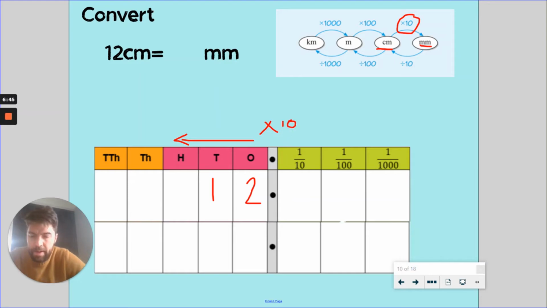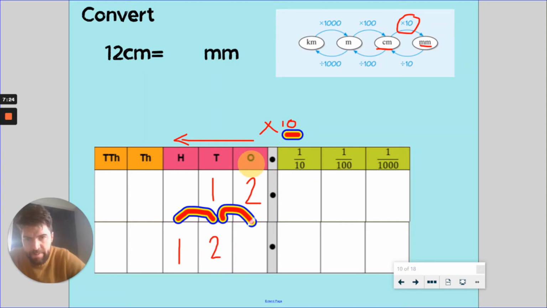Now because I'm multiplying by 10, I can see that there's 1 zero in the number 10. That's my clue that I'm going to move 1 column. If I was multiplying by 100, I'd move 2 columns. If I was multiplying by 1,000, I'd move 3 columns. Okay, so I'm multiplying by 10, so I'm moving 1 column. So this 1 is going to move up 1 column and go in here. The 2 is going to move up 1 column and go in here.